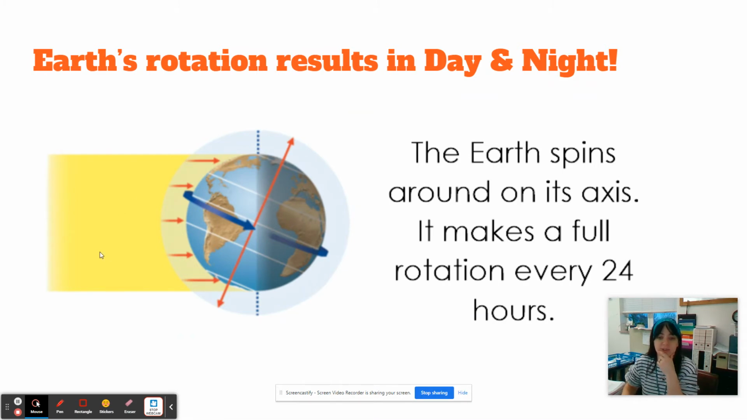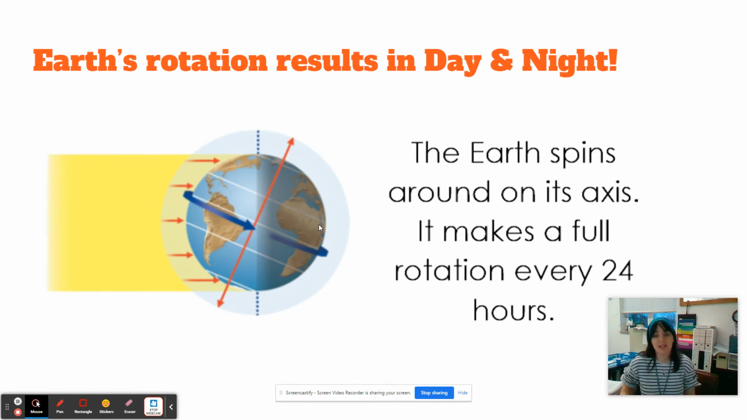Now, this yellow light represents the sun's rays hitting the Earth. If you notice that because the Earth's axis is tilted, there's areas of the Earth that get more direct sunlight. You can see this middle arrow here, it directly hits the Earth. But if you look all the way up here, the sun kind of hits it at an angle. Not much sunlight gets all the way up here, okay? And that's really, really important as we continue on and learn about seasons.